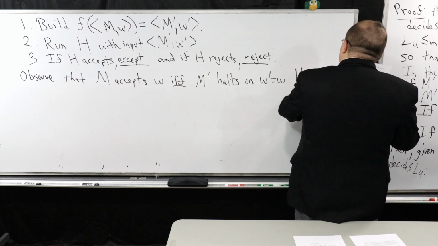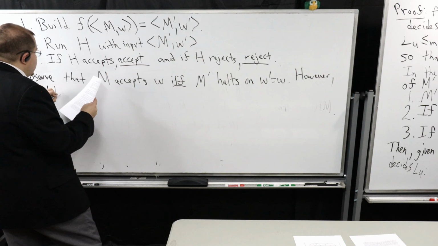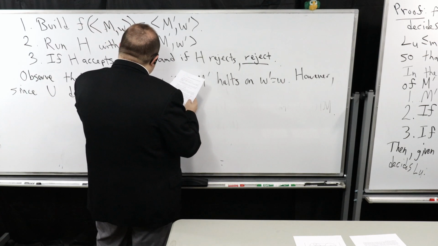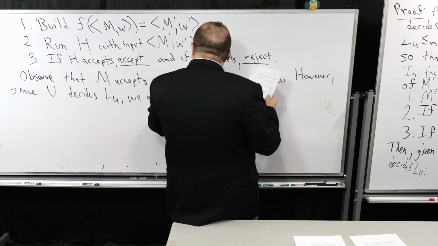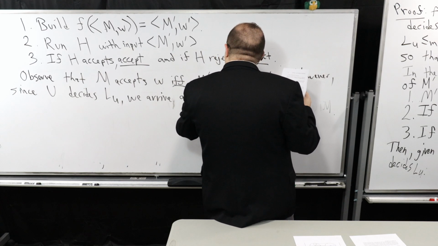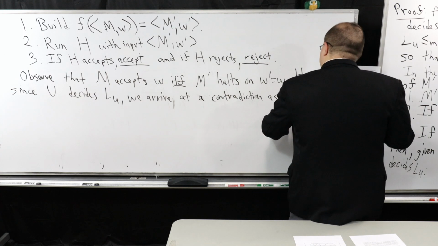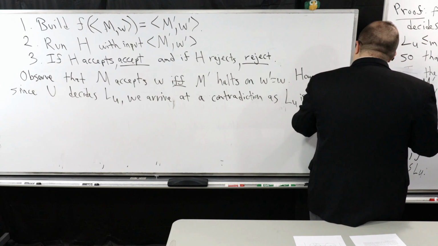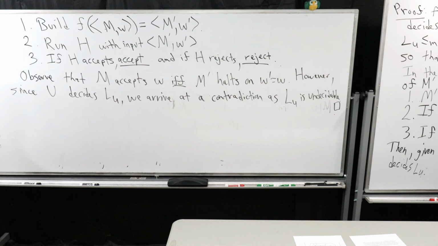However, since U decides LU, we arrive at a contradiction, as the universal language is undecidable. This would, of course, imply that LH is also undecidable. And we're done.